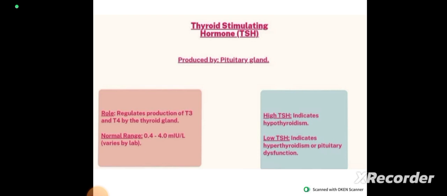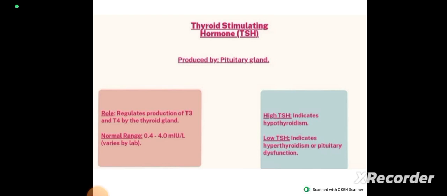So what does it indicate? Basically thyroid stimulating hormone is secreted by the master gland, that is the pituitary gland, which tells the thyroid to secrete more T4 and T3. High TSH indicates hypothyroidism and low TSH indicates hyperthyroidism or pituitary dysfunction.